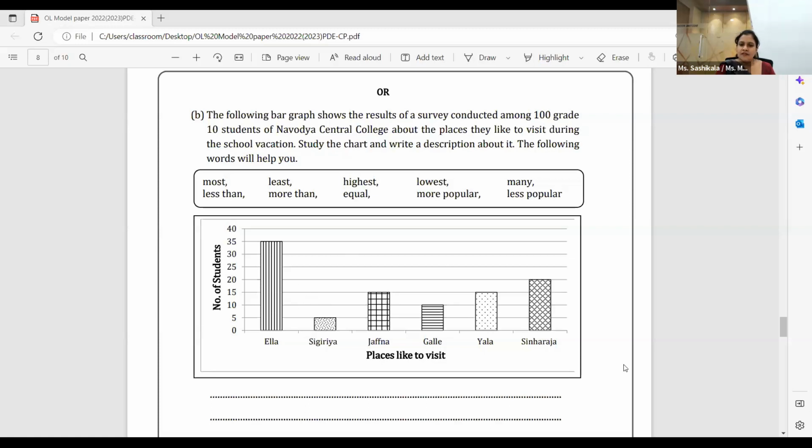I think when you write all these sentences, you will get 100 words. Yes.